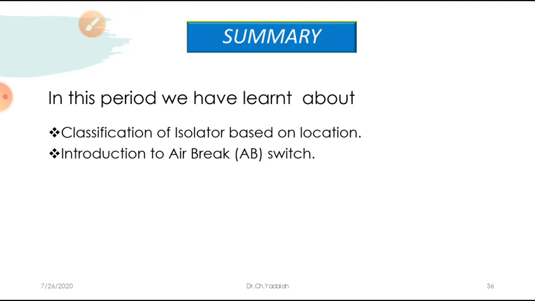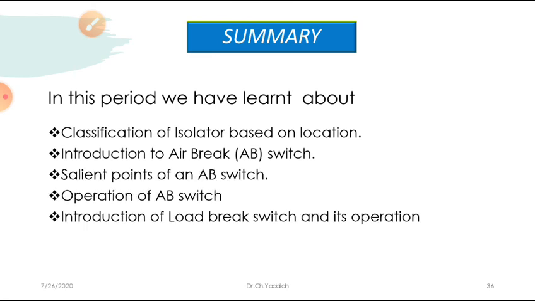We have seen how the AB switch works, what voltage it operates at, what its main parts are, how the arc develops, how it is naturally quenched by itself, what the different types of AB switches are, and how they can be operated. Now the introduction of the load break switch and its operation we have also seen. Some salient points we have seen. At the same time, we have seen some operation in the industrial field.